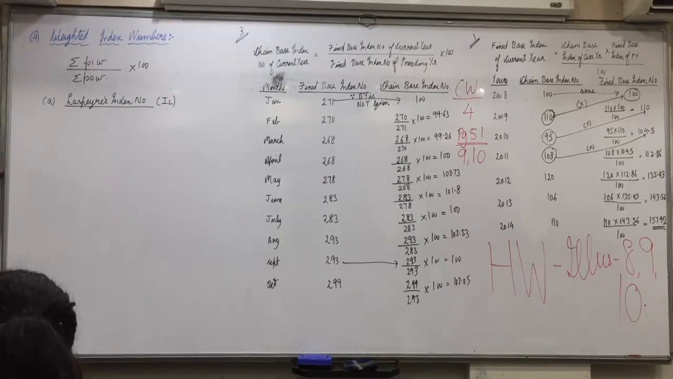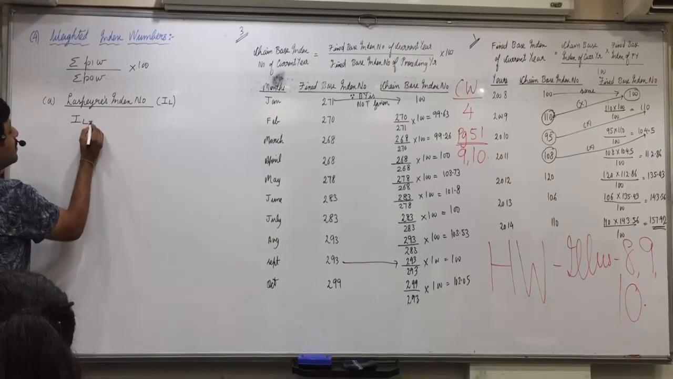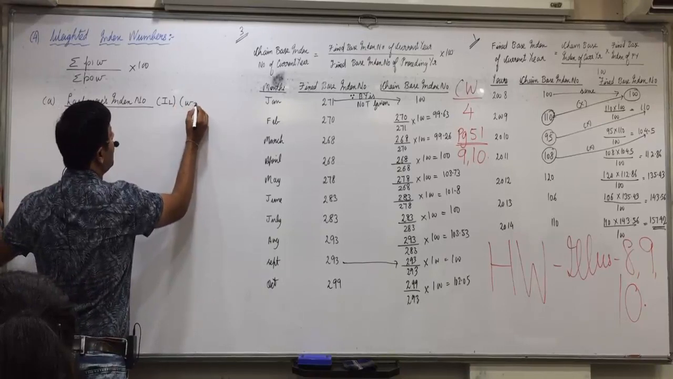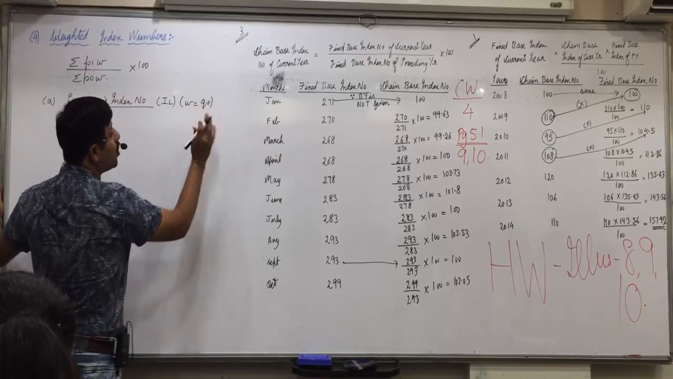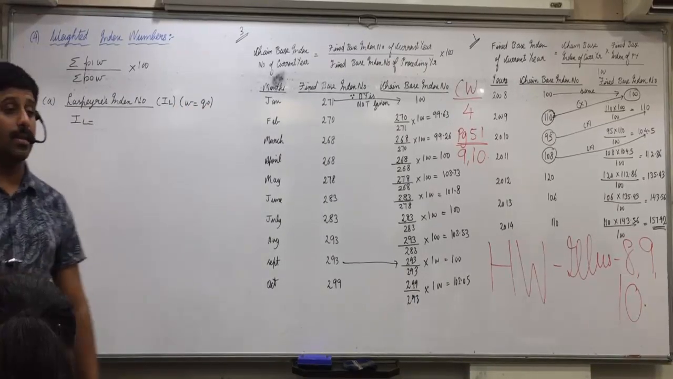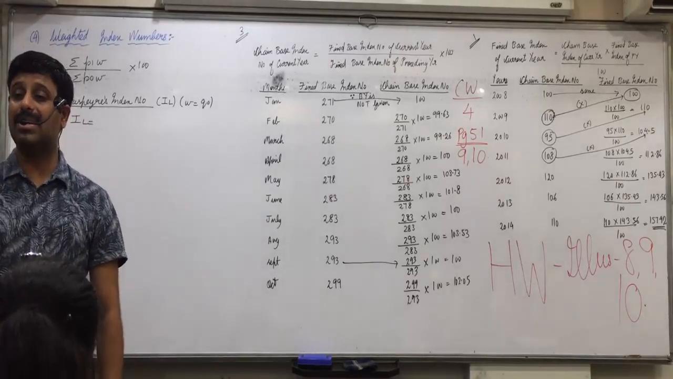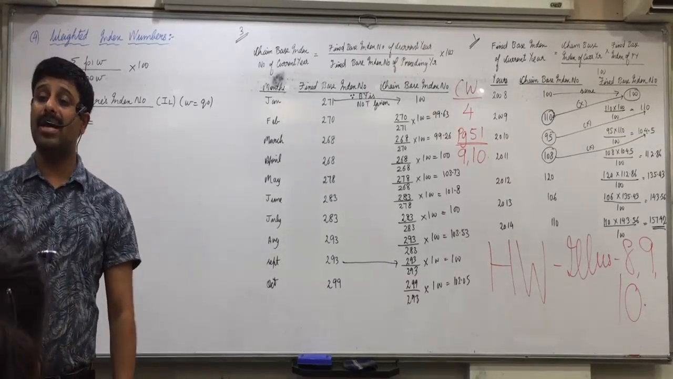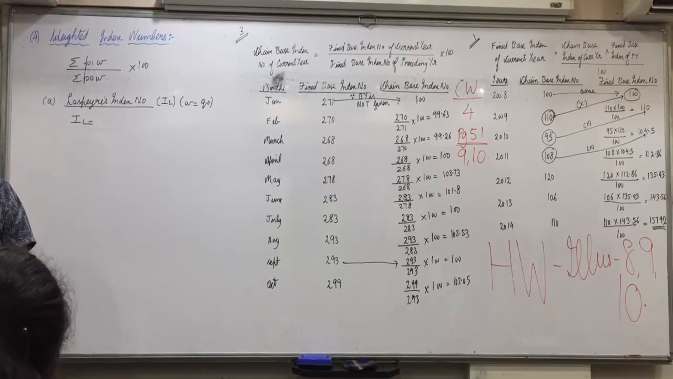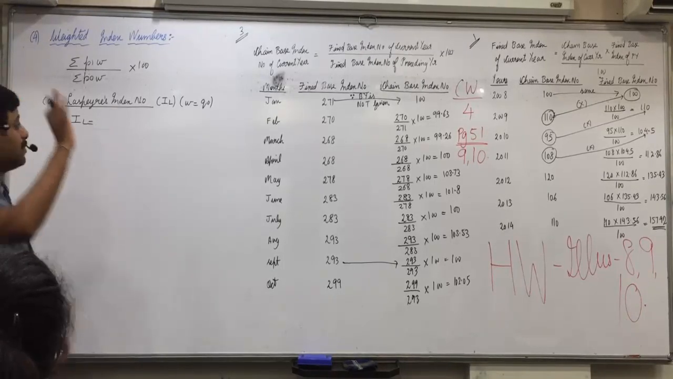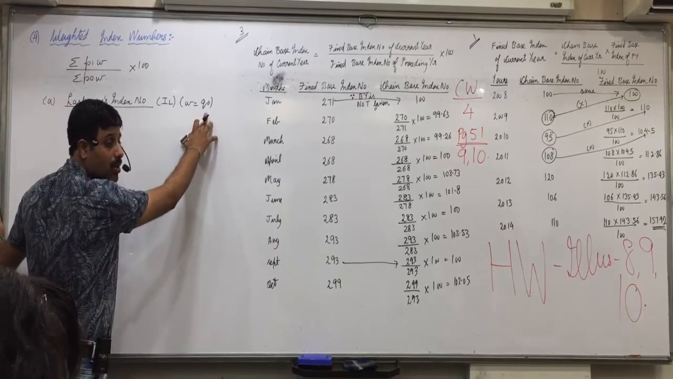The index number of Laspeyres is denoted as IL. He takes the weight as the base year's quantity. You remember it this way: what does Laspeyres take the weight as? Base year's quantity. Like base year's price P0, current year's price P1, in the same way base year's quantity Q0, current year's quantity Q1. So Laspeyres takes the weight as the base year's quantity.